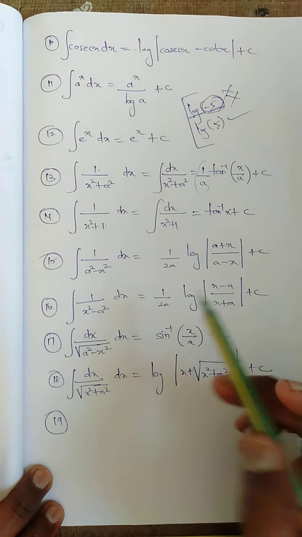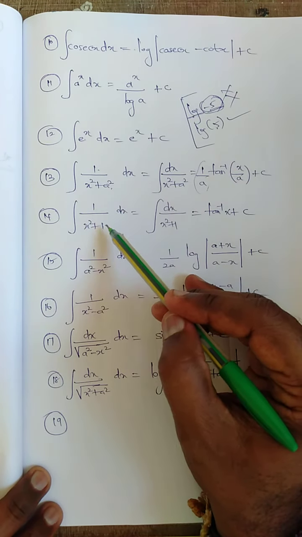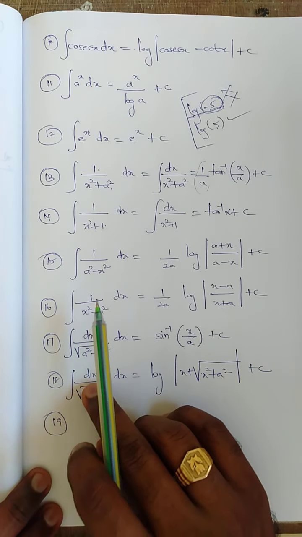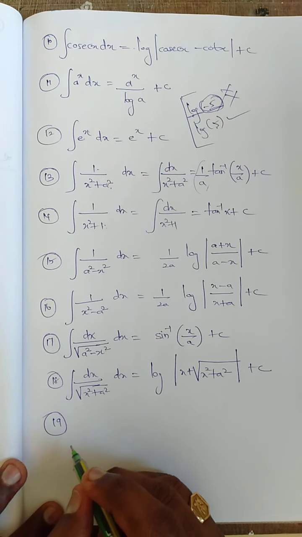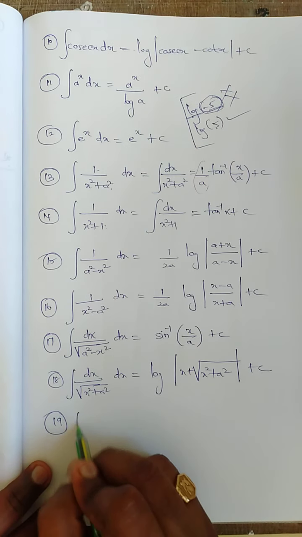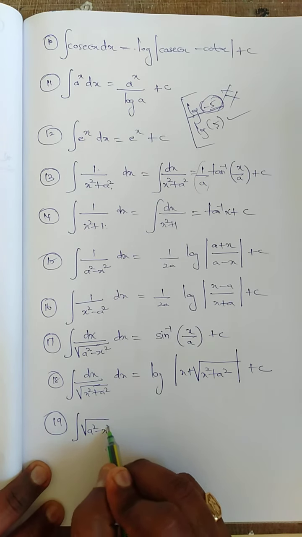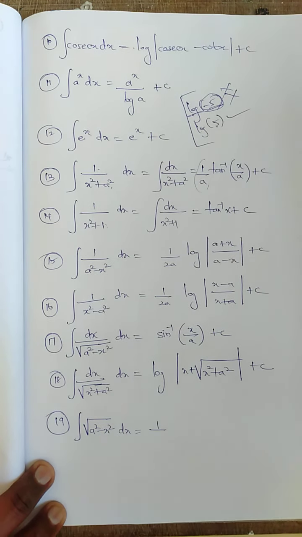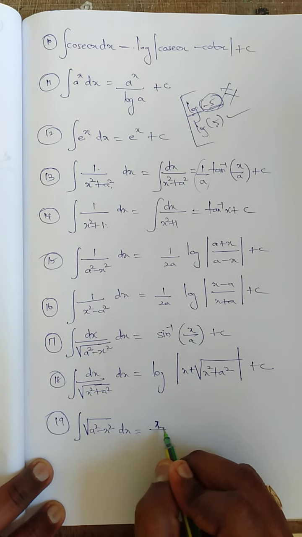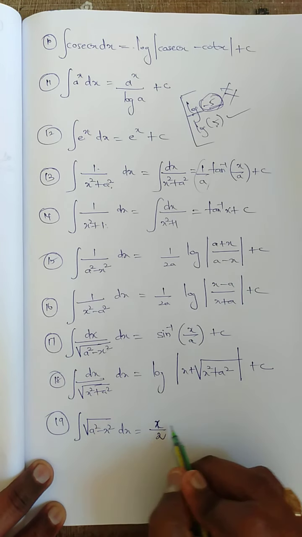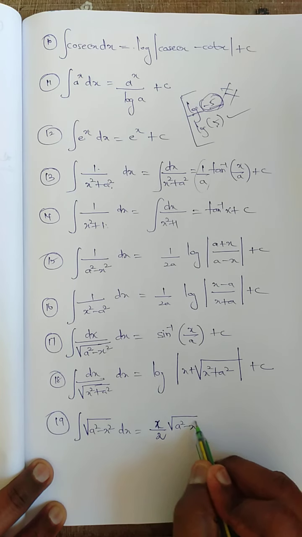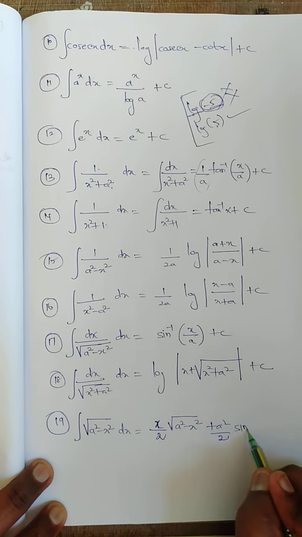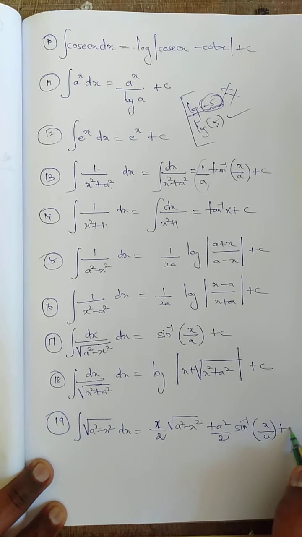19th formula. These are divisions, and this one is a square root division. Next, we will write the formulas with the square root in the numerator. Formula number 19: integration of square root of a square minus x square into dx is equal to, in place of 1 by 2, we will write x by 2, x by 2 square root of a square minus x square plus a square by 2 sine inverse of x by a plus c.